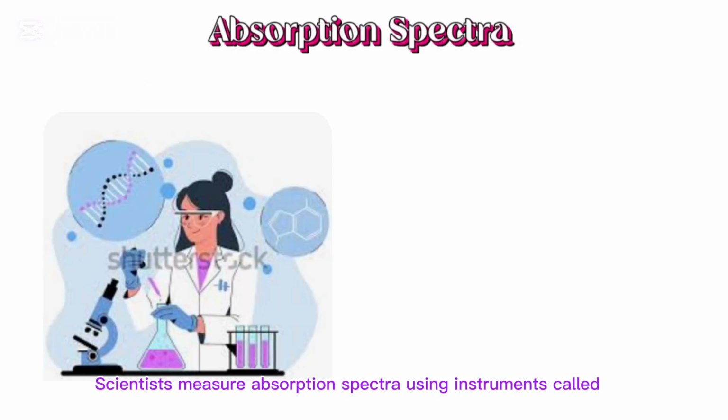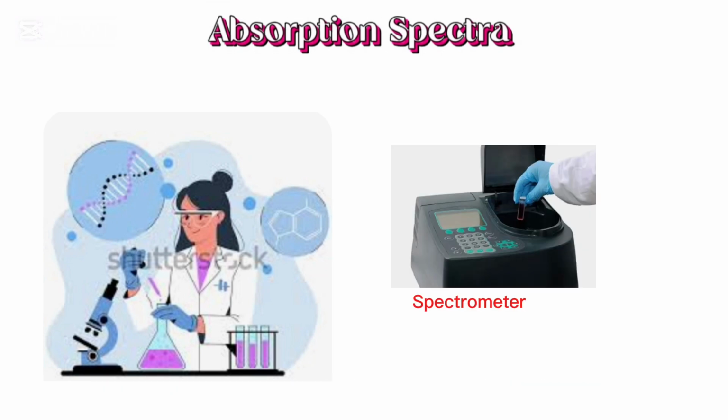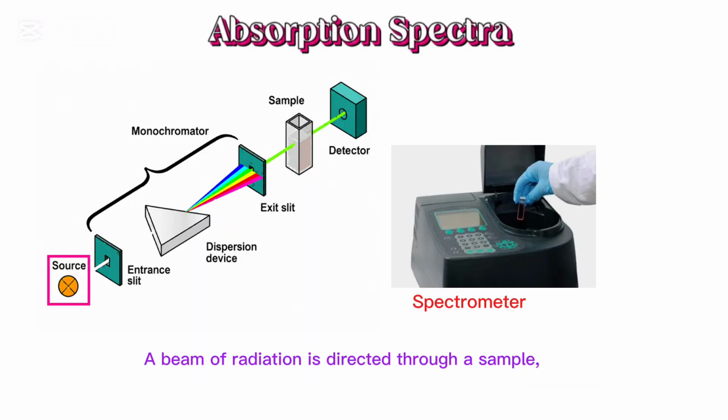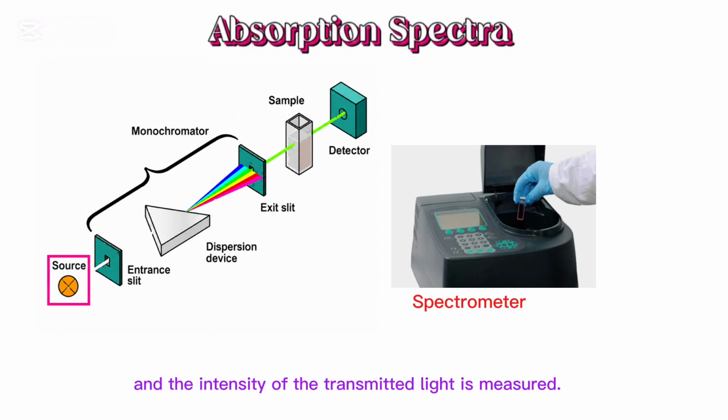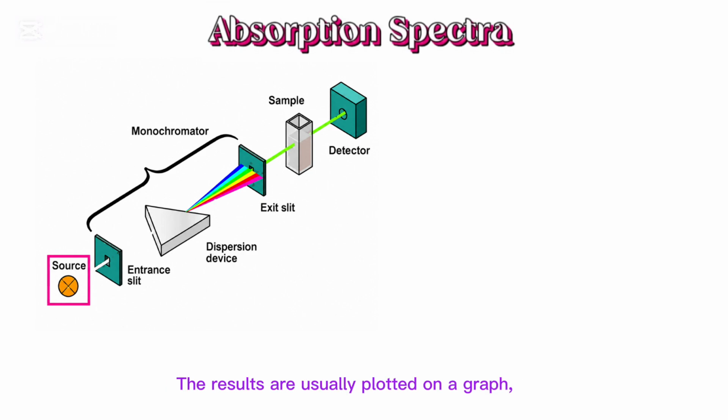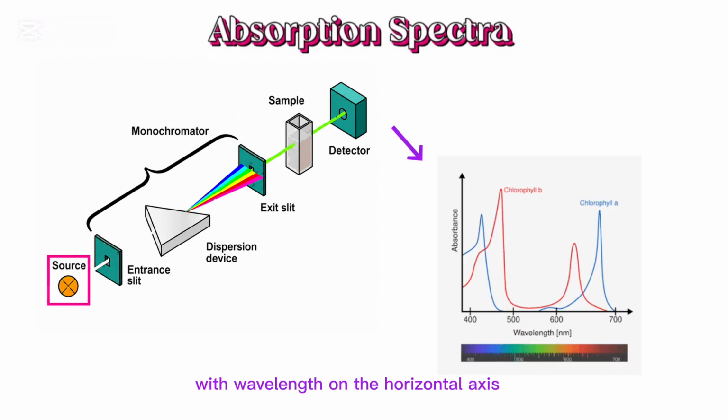Scientists measure absorption spectra using an instrument called a spectrometer. A beam of radiation is directed through a sample, and the intensity of the transmitted light is measured. The results are usually plotted on a graph with wavelength on the horizontal axis and absorbance on the vertical axis.